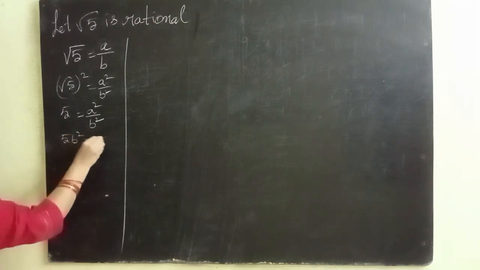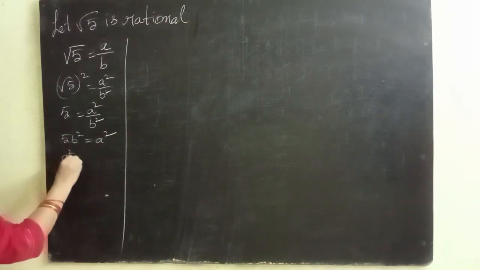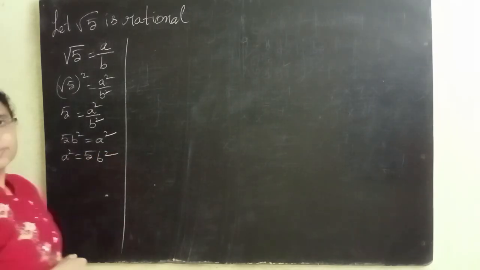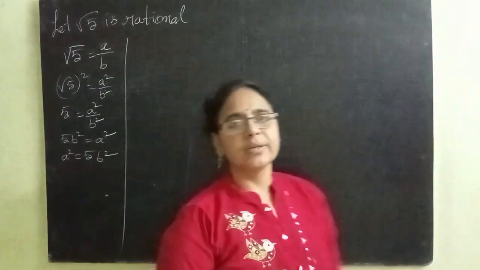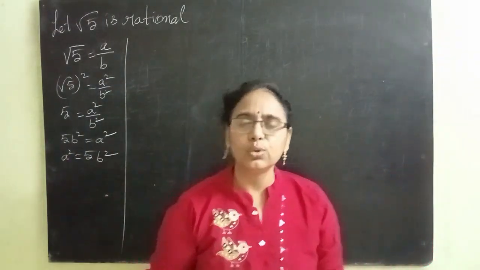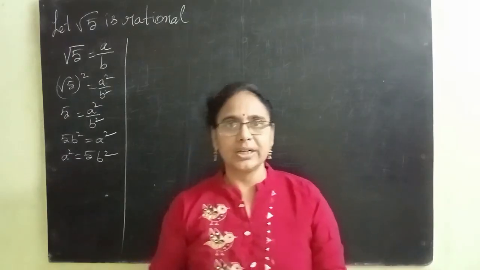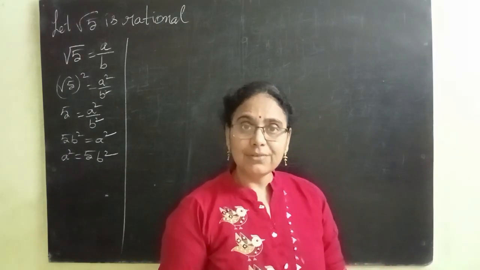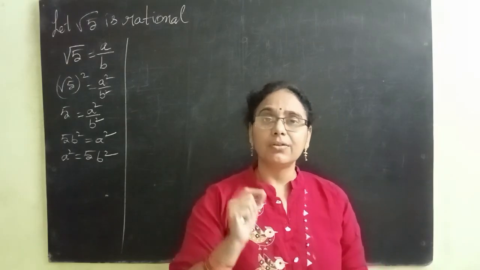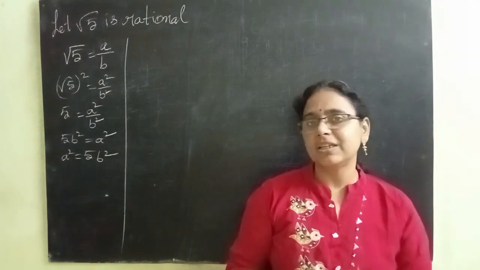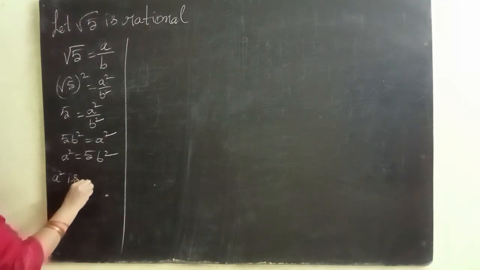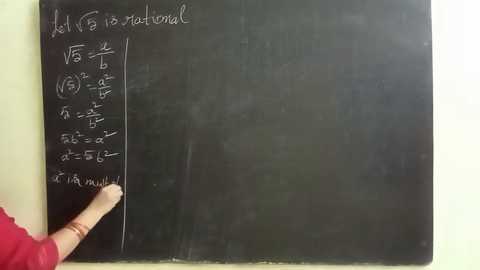5 b square is equal to a square. That means a square is equal to 5 b square. What will you write? a square is 5 into something. 5 into 1, 5 into 2, 5 into 10, 5 into 20, 5 into 50. It's a multiple of 5, which is in the 5 table. So a square is a multiple of 5.